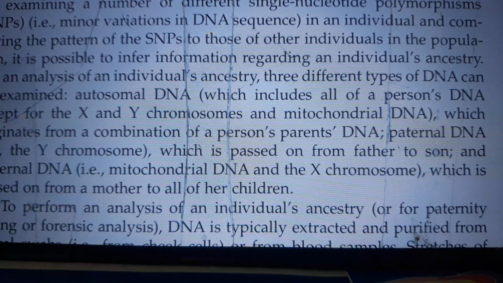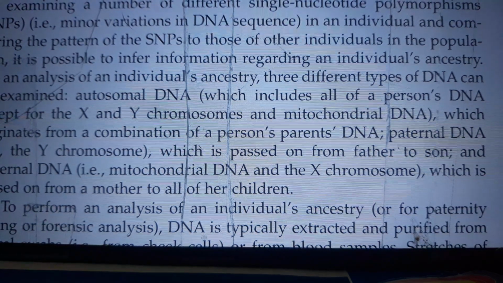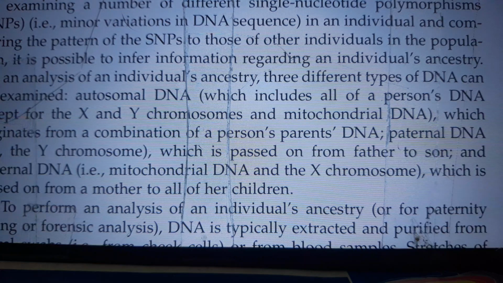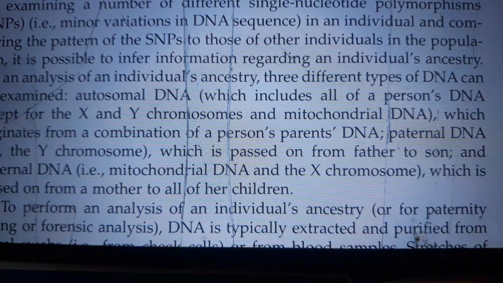For an analysis of an individual's ancestry, 3 different types of DNA can be examined. Autosomal DNA, which includes all of a person's DNA except for the X and Y chromosomes, and which originates from a combination of a person's parents' DNA; paternal DNA, that is the Y chromosome, which is passed on from father to son; and maternal DNA, that is mitochondrial DNA and the X chromosome, which is passed on from a mother to all of her children.